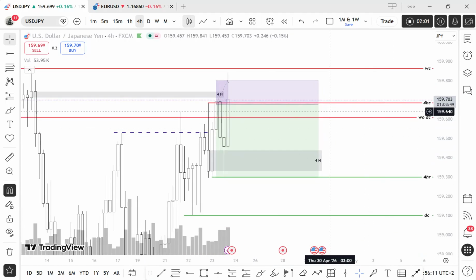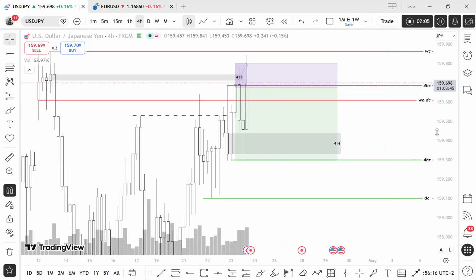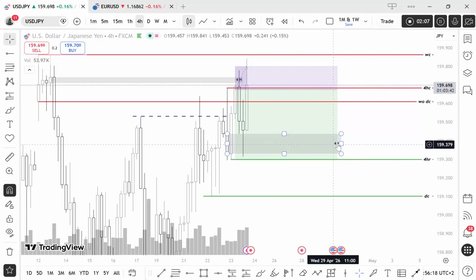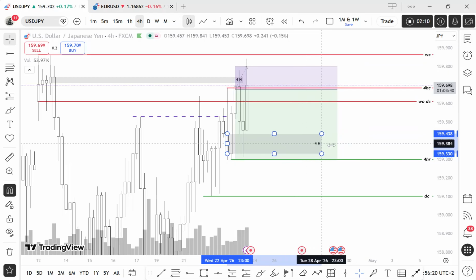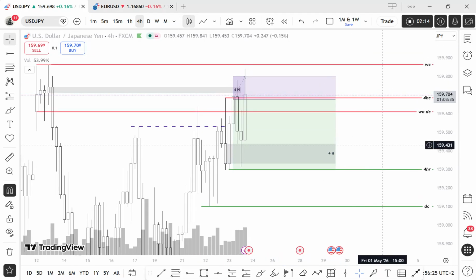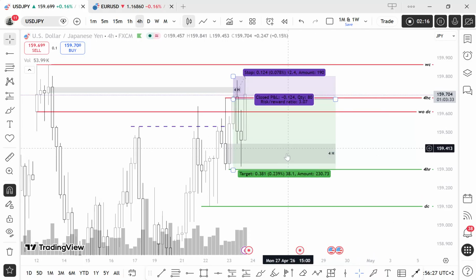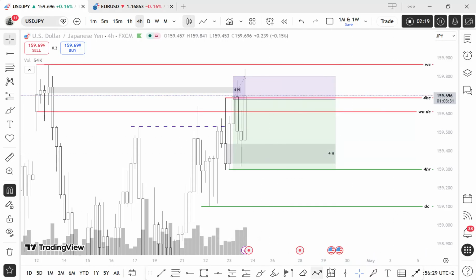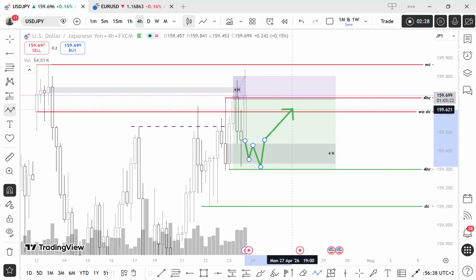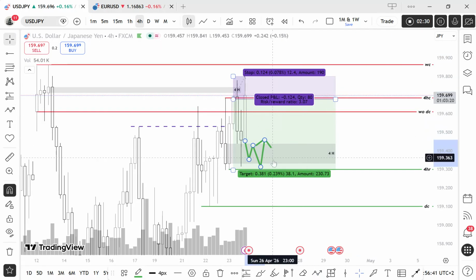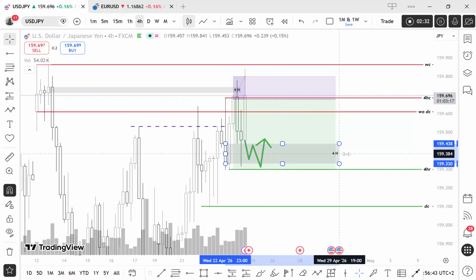Then I said again, this was the target, but this was my first danger area, this 4-hour order block. What I said was that if I see a 15-minute change of character, like I showed, exactly what I want to see, something like that, in here in the order block, I'm going to be completely out, because it's very likely that the price is going to reverse on this because it's a very strong point.